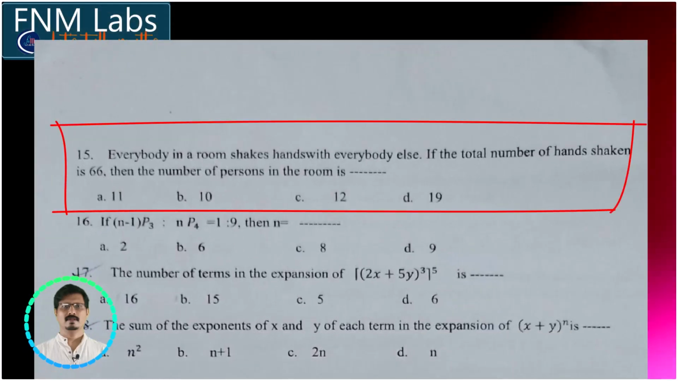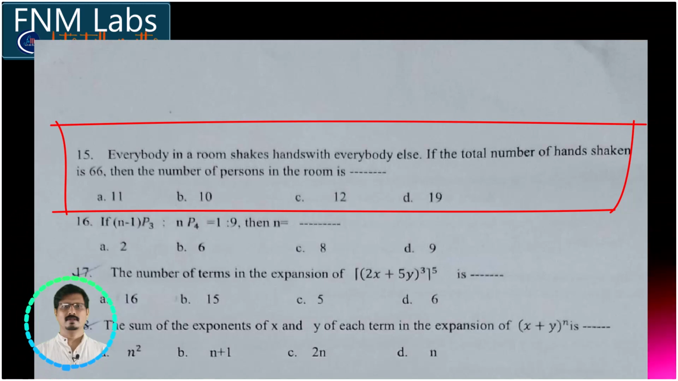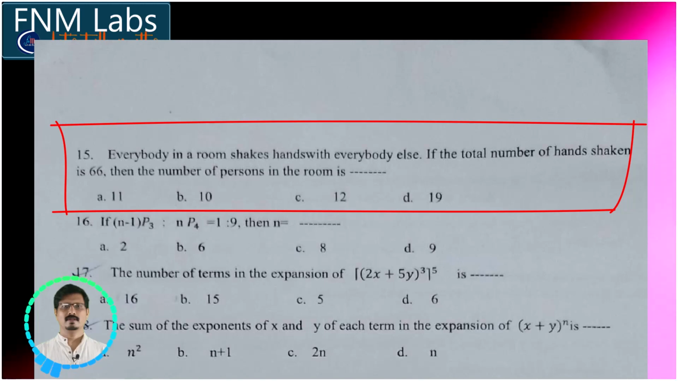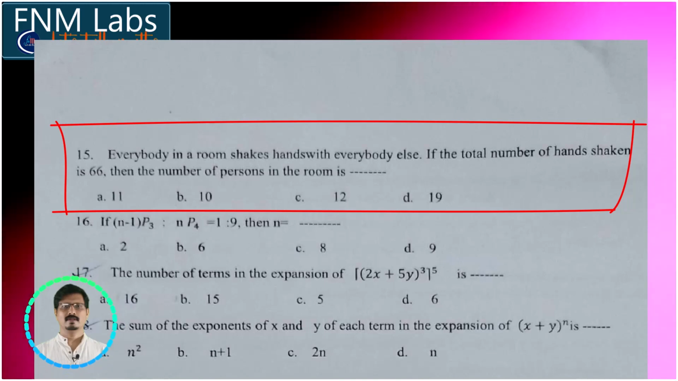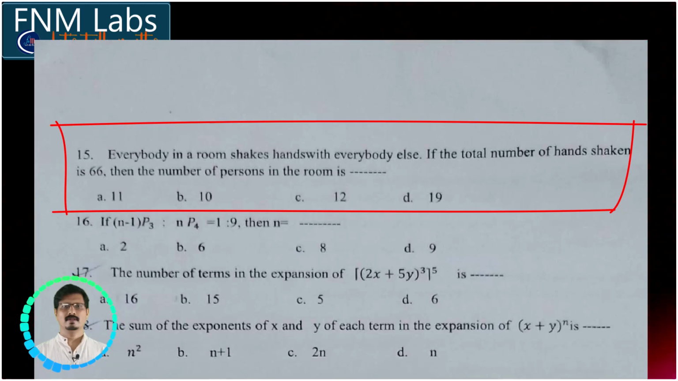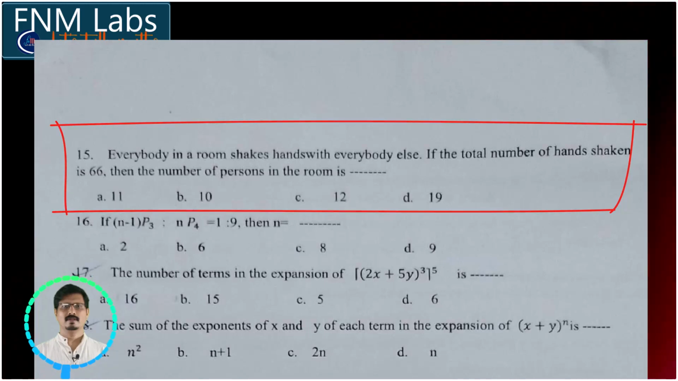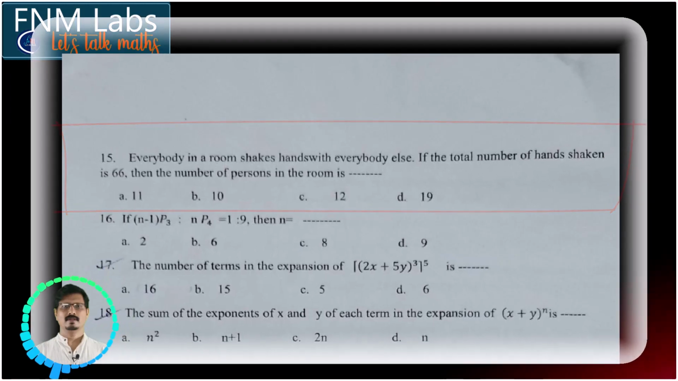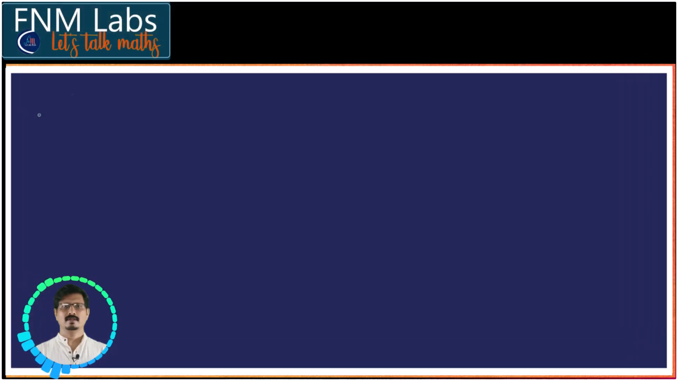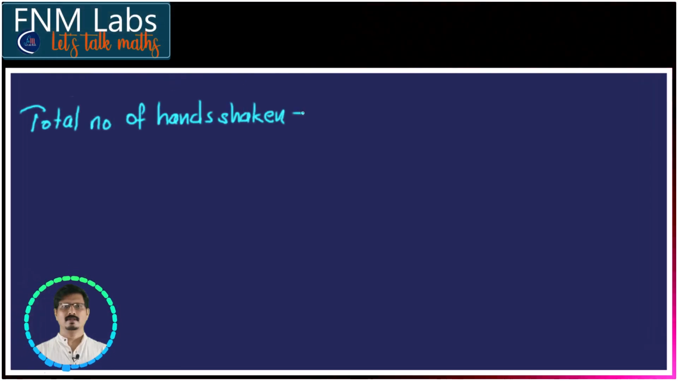Next question is, everybody in a room shakes hands with everybody else. If the total number of hands shaken is 66, then how many persons are there in the room? This is a wonderful question, and let's see how we can find out the number of persons in that room using the given information. Now it is given that total number of handshakes is equal to 66.